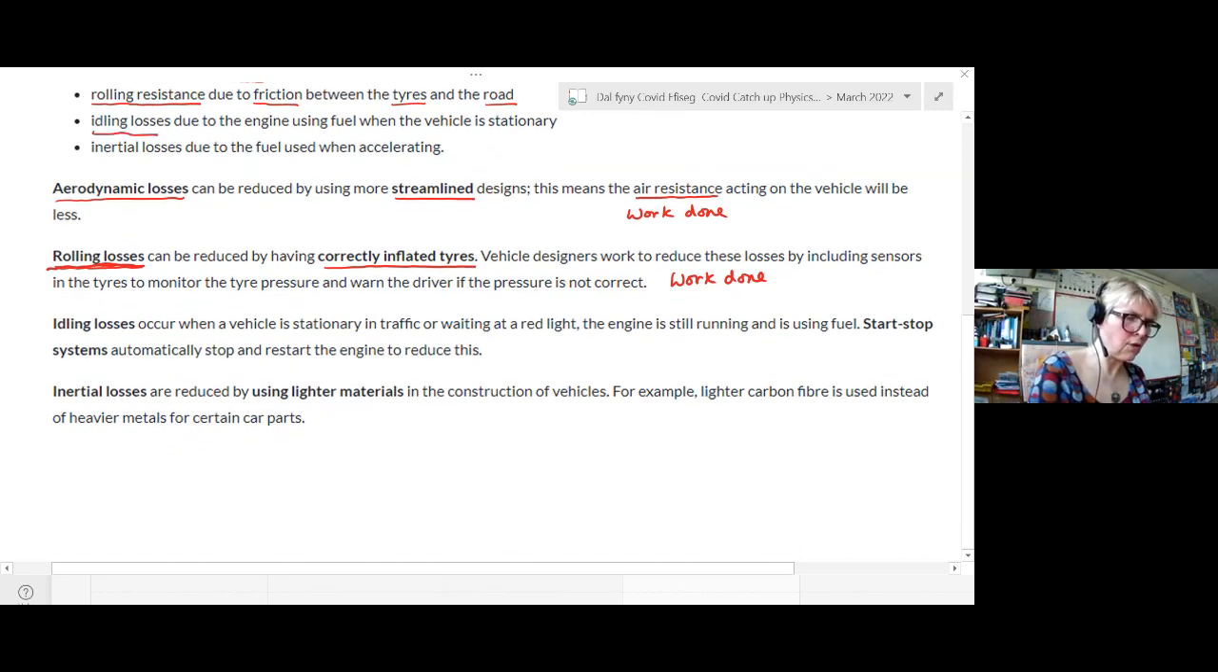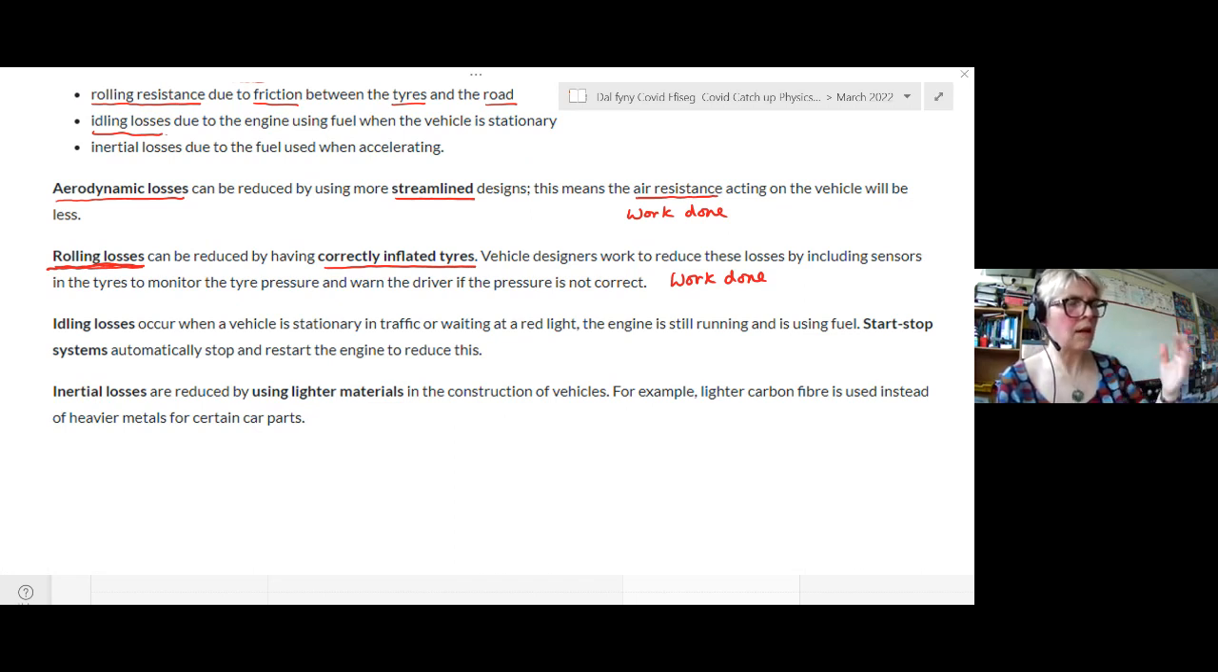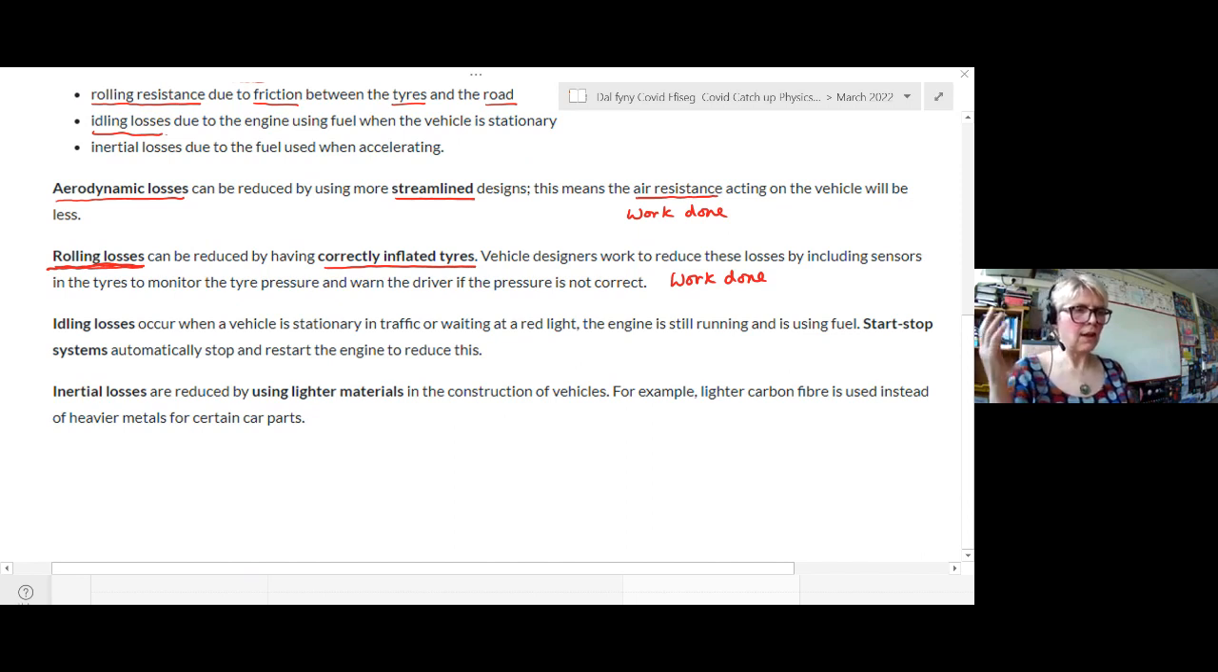Idling losses are due to the engine being on at a standstill. So if you've got a red traffic light and you've approached it, you come to a stop, but you don't have to physically turn the engine off and put a key in to turn it on again. Your foot comes off the clutch, the engine automatically stops, and as soon as you put the clutch back in, the engine starts again. That will reduce the amount of fuel that you are using whilst you're stopped at that traffic light. So it's called a start-stop system.